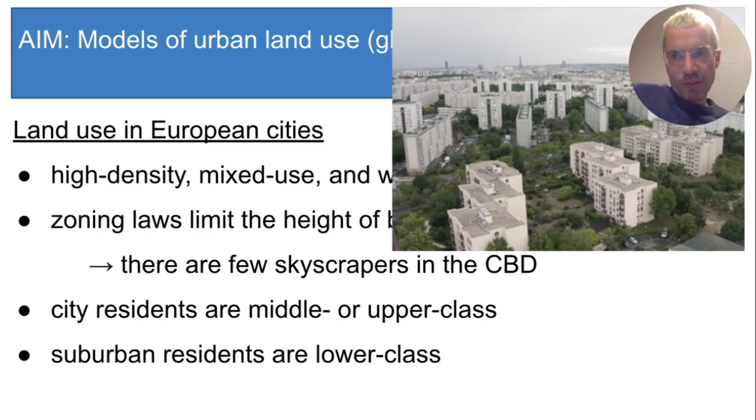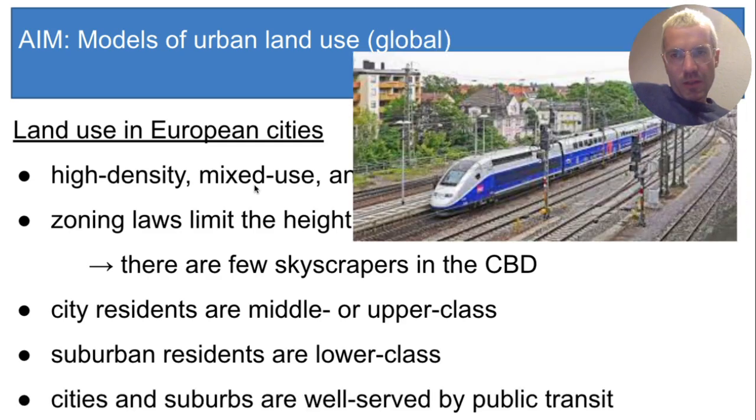Residents of European suburbs are often immigrants from Africa or the Middle East. Finally, unlike US suburbs, European suburbs are well served by public transit, with train and bus lines that allow residents to commute from their home in the suburbs into the city each day for work. This picture shows one of the many commuter trains that run between Paris and its outlying suburbs.